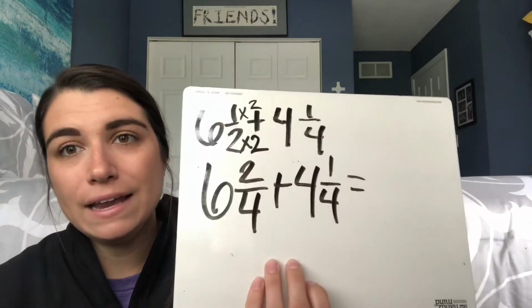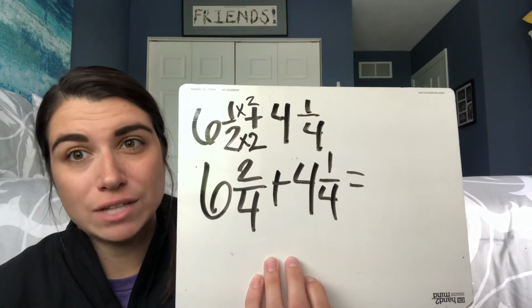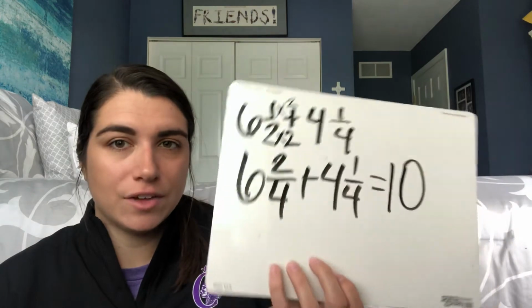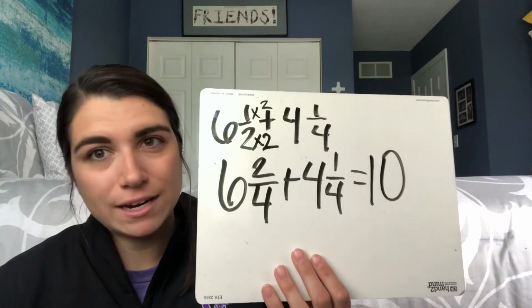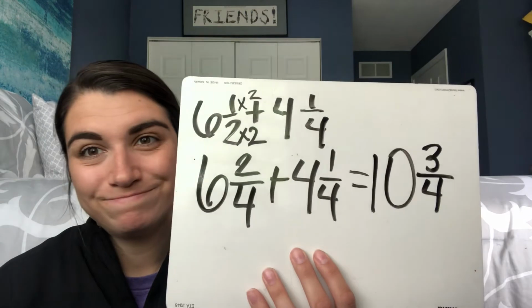Now, when you add with mixed numbers, you need to add the whole numbers first. That's the easiest way to do it. So 6 plus 4 is 10. And then I'm going to add the fractions together. Now that they have the same denominator, I can add them. So 2/4 plus 1/4 is 3/4. So your answer for that one should have been 10 3/4. If you got that one right, virtual high five. And moving on to the next one.